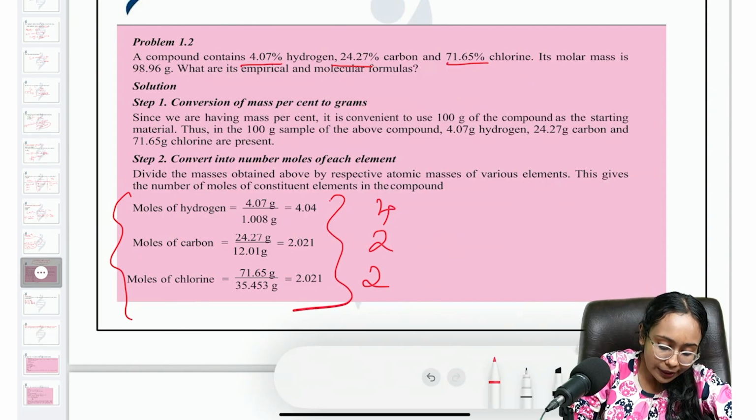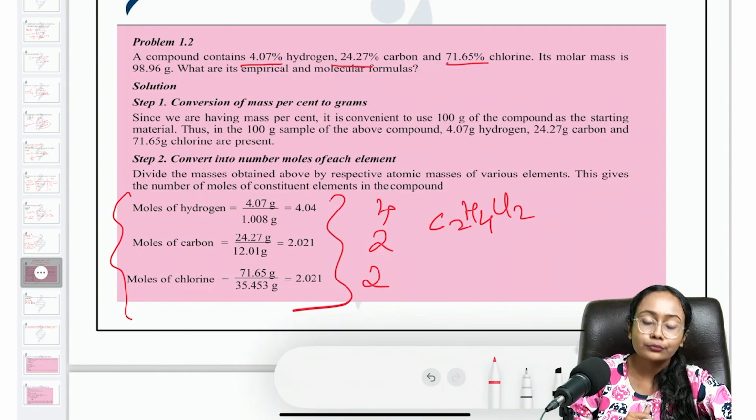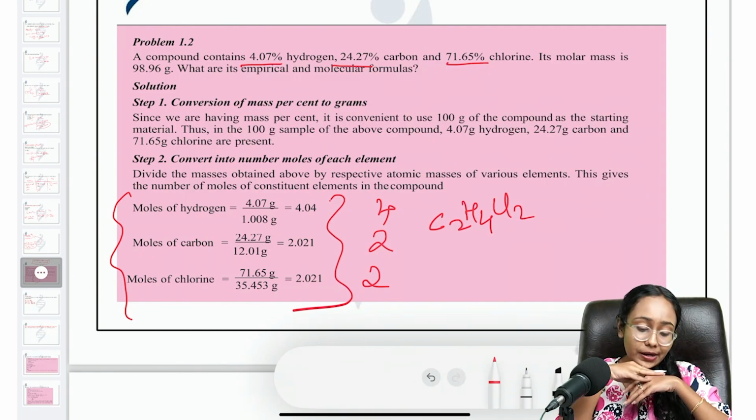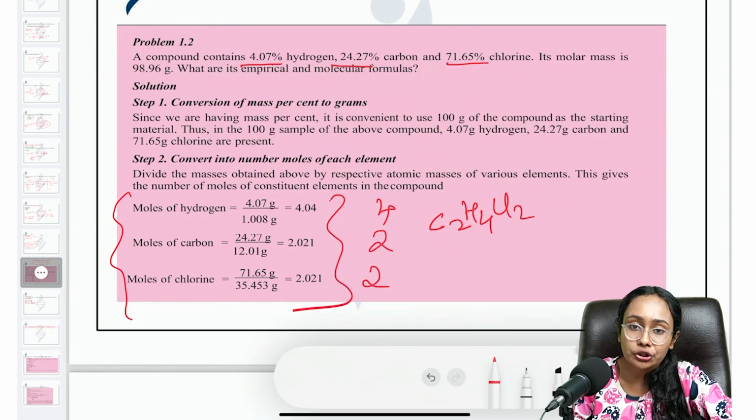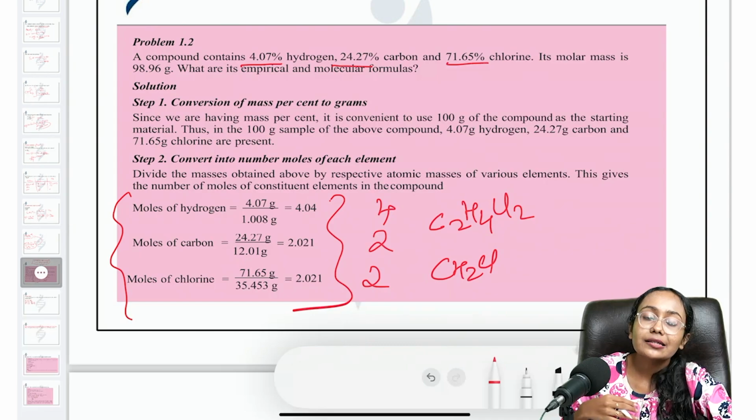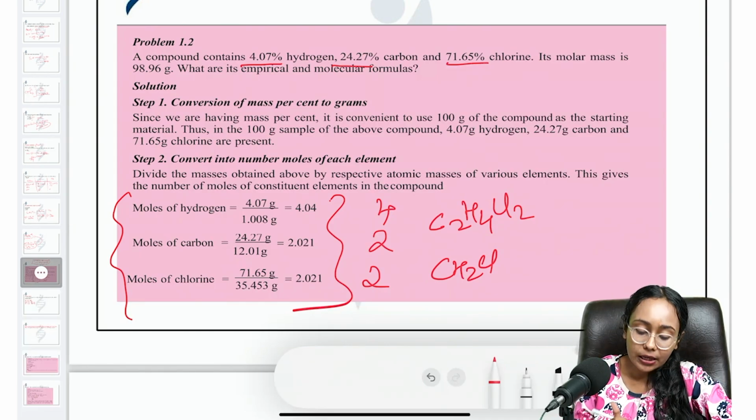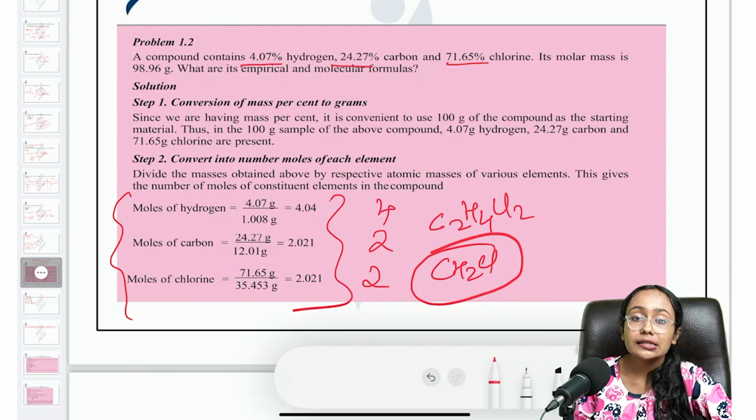So I cannot write it like this, C2H4Cl2. I should divide it by a simple whole number ratio. Then I'll get CH2Cl, right? Dividing it by the simple whole number ratio, that is 2, I get CH2Cl. So this is the empirical formula of the given question.